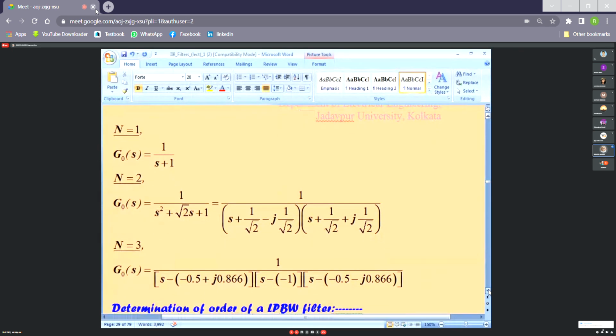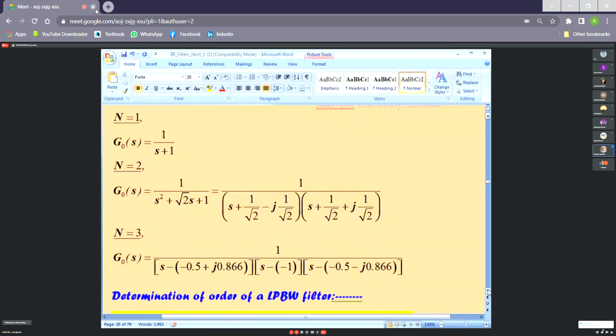BW stands for Butterworth. So these are the normalized low pass Butterworth filter transfer functions up to third order filter. You perhaps can recollect that from the normalized low pass Butterworth filter transfer function, you can get the transfer function of different other types of Butterworth filter.